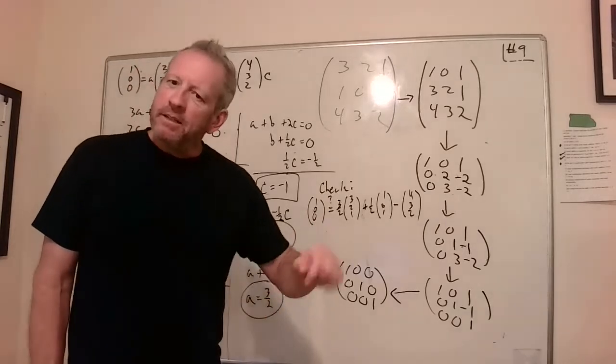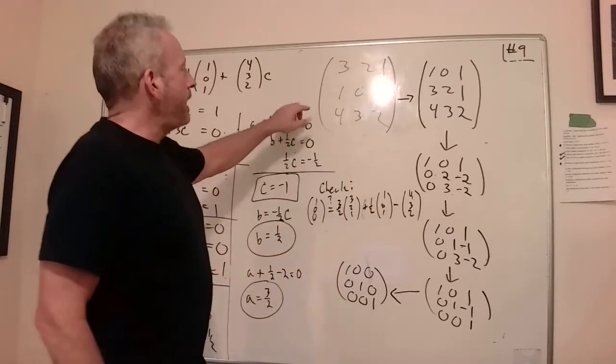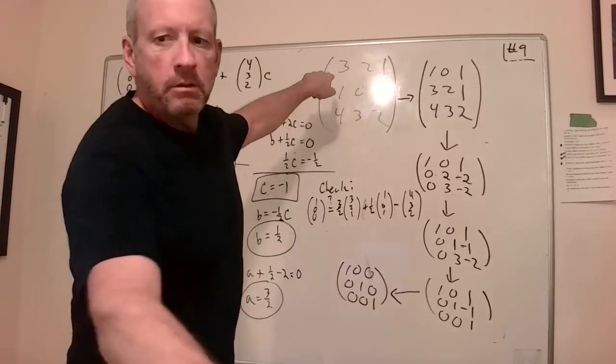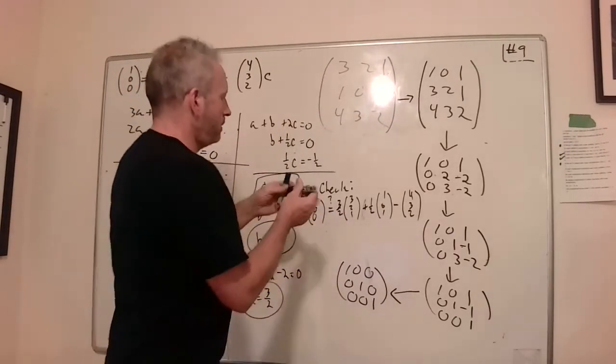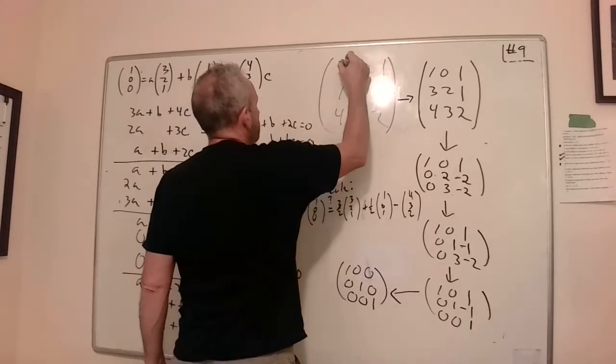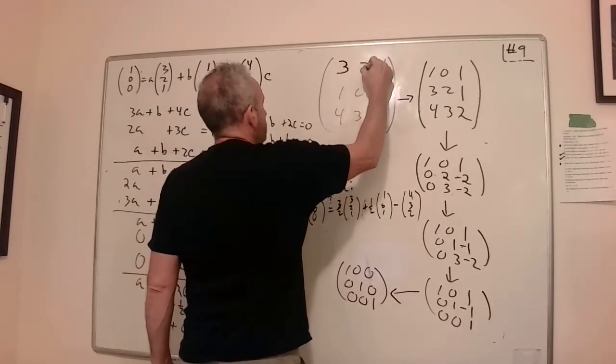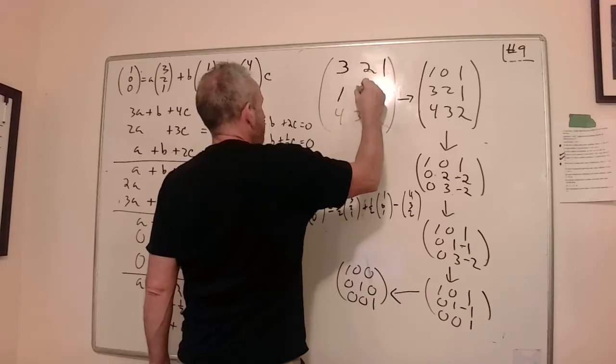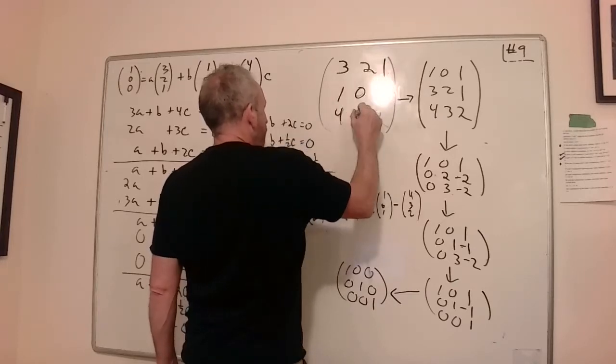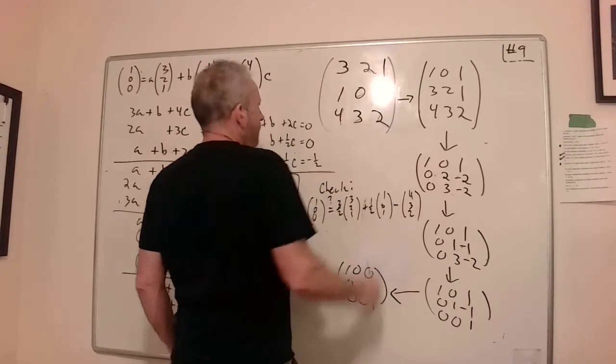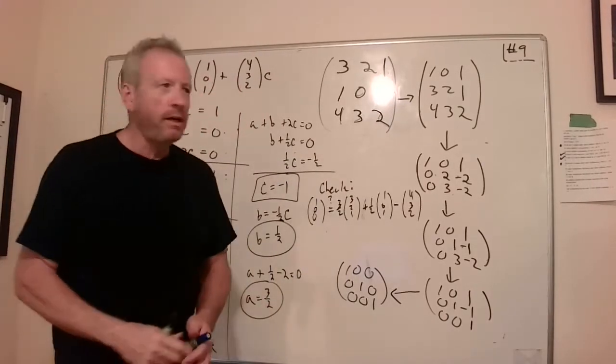Number 9 had an additional wrinkle at the end of it. The number 9 asked us to take this matrix here. Let me write this a little clearer. 3, 2, 1. 3, 2, 1, 1, 0, 1, 4, 3, 2. First, write it in reduced echelon form.